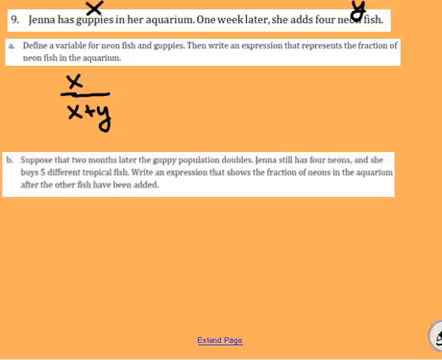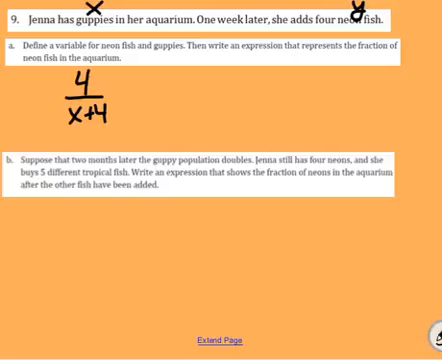I don't know. Suppose that 2 months later the guppy population doubles. Jenna still has 4 neon. Oh, she didn't have any neon at all to begin with. Oh, well then that's interesting. Let's go y, and then x plus 4. Actually, we know that y equals 4. So let's just do 4 over x plus 4. So this is actually the fraction of fish that are neon in the aquarium.